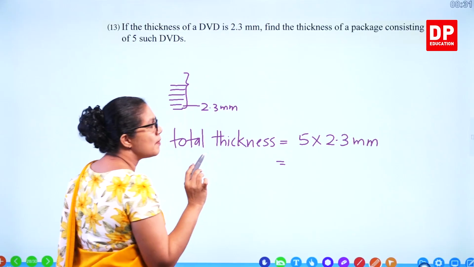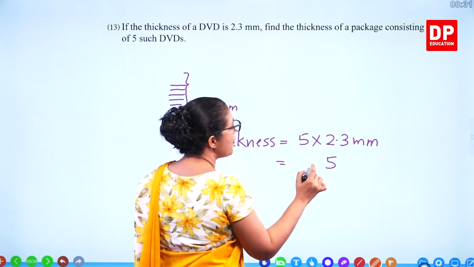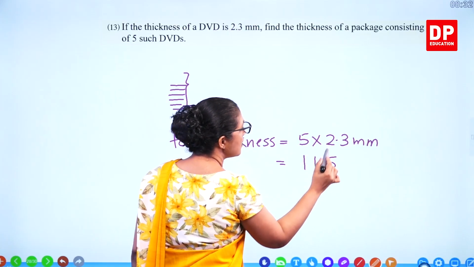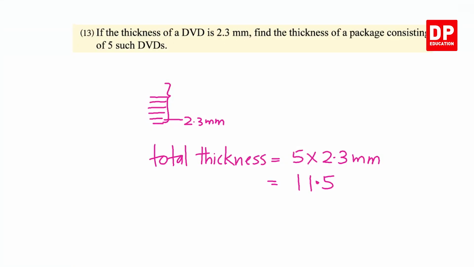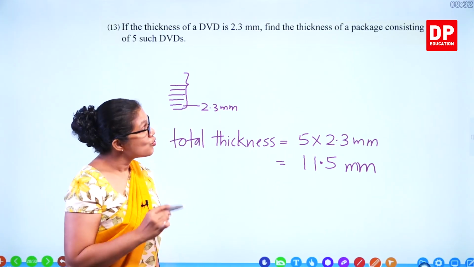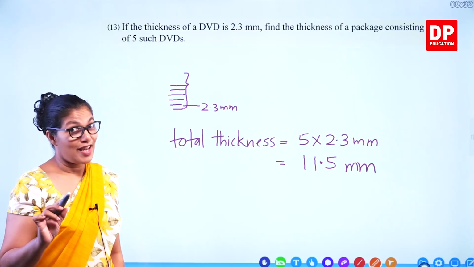So ignore the decimal point and just multiply. 5 times 3, 15. 1 remaining. 5 times 2, 10 plus 1, 11. Now keep 1 decimal point. So this is 11.5. So 11.5 millimeters. So this is the last question in your textbook.